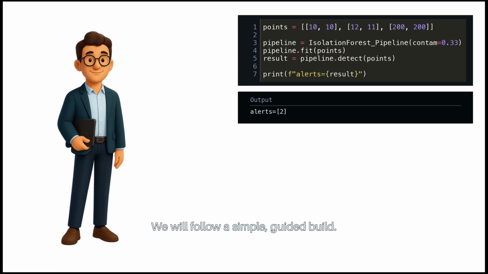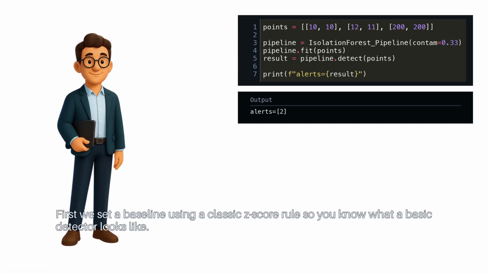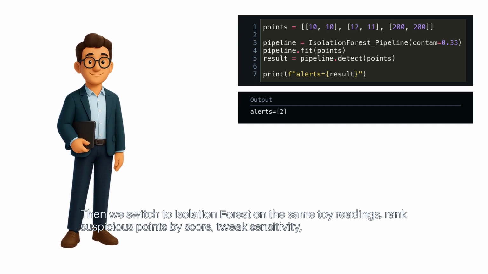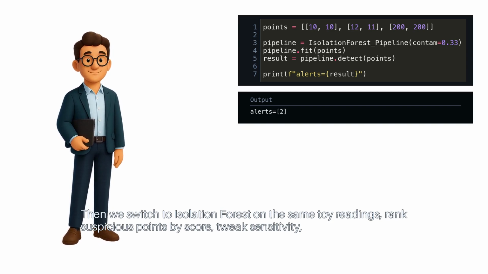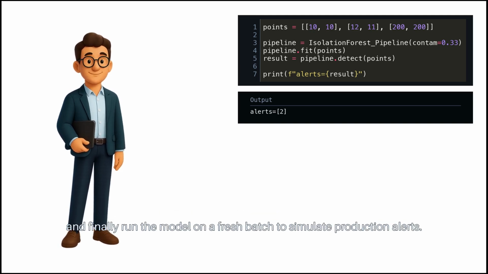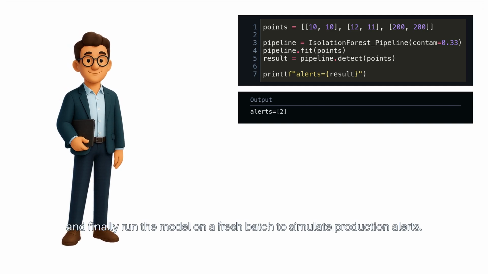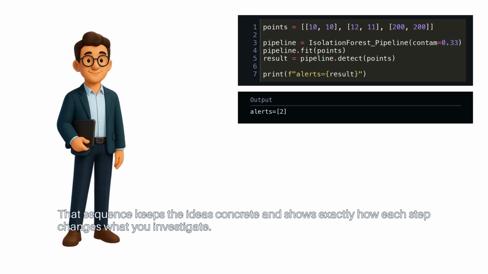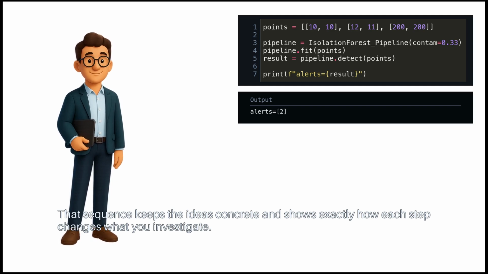We will follow a simple, guided build. First, we set a baseline using a classic z-score rule, so you know what a basic detector looks like. Then we switch to IsolationForest on the same toy readings, rank suspicious points by score, tweak sensitivity, and finally run the model on a fresh batch to simulate production alerts. That sequence keeps the ideas concrete and shows exactly how each step changes what you investigate.